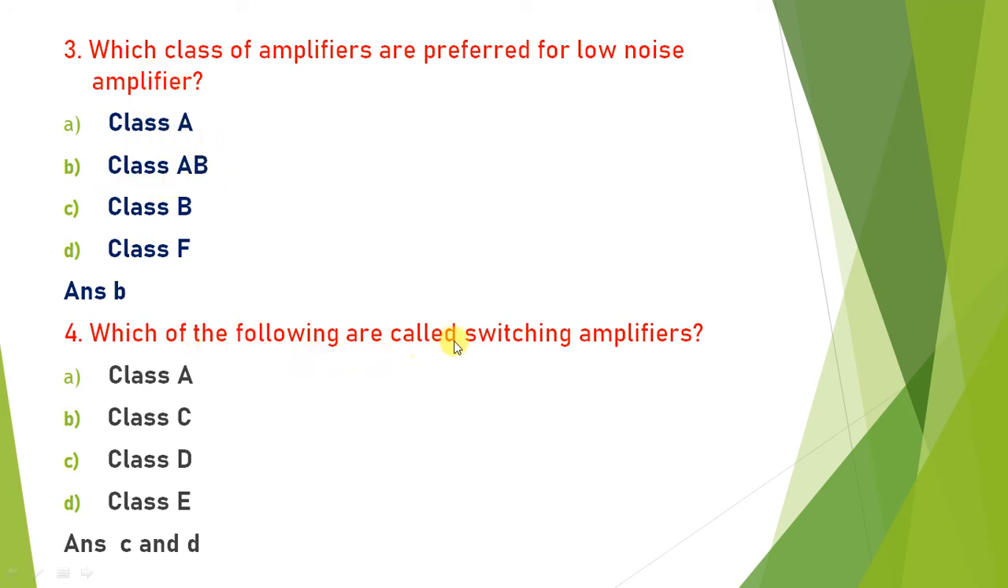Which of the following are called switching amplifiers? Generally, amplifiers above class C are known as switching amplifiers. So class D and class E both are known as switching amplifiers. So the answer is C and D.